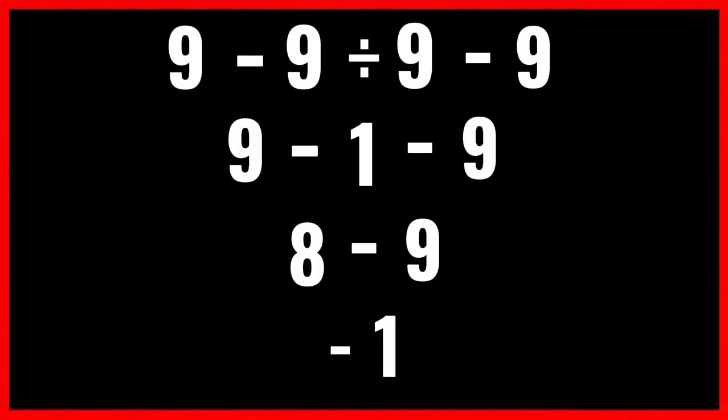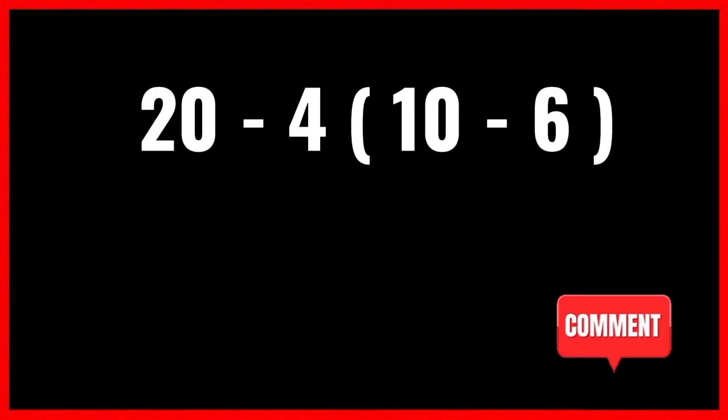without making a single mistake. 20 minus 4 times (10 minus 6) in parentheses. Pause the video, apply the order of operations, and drop your answer in the comments right now.